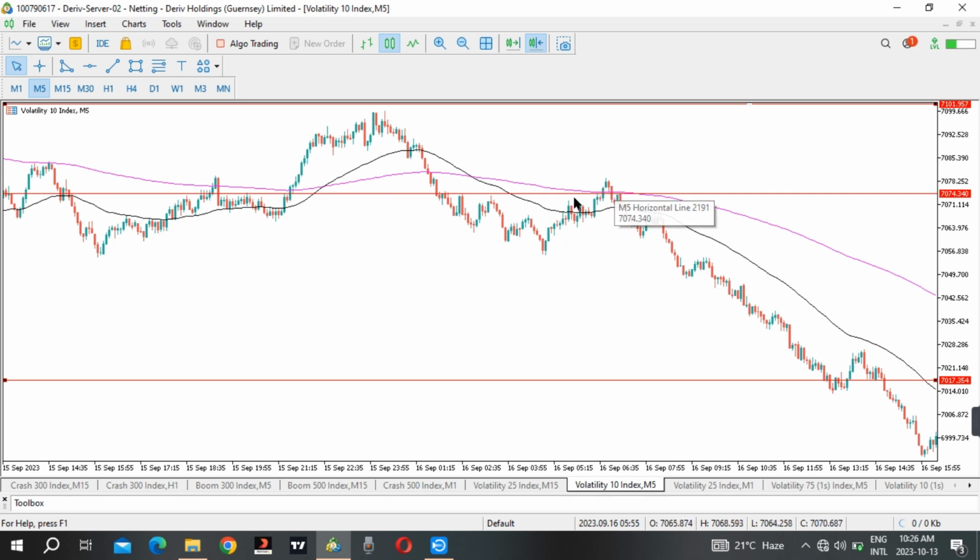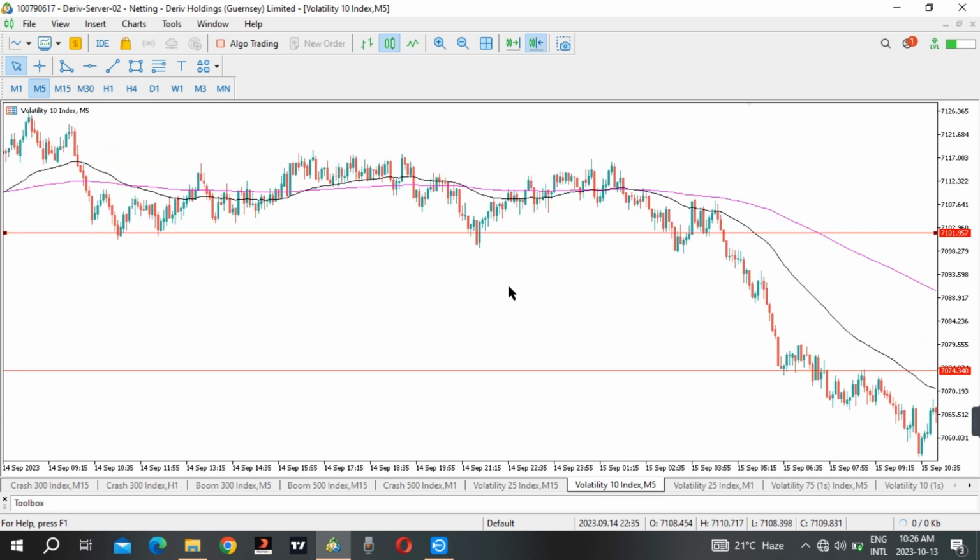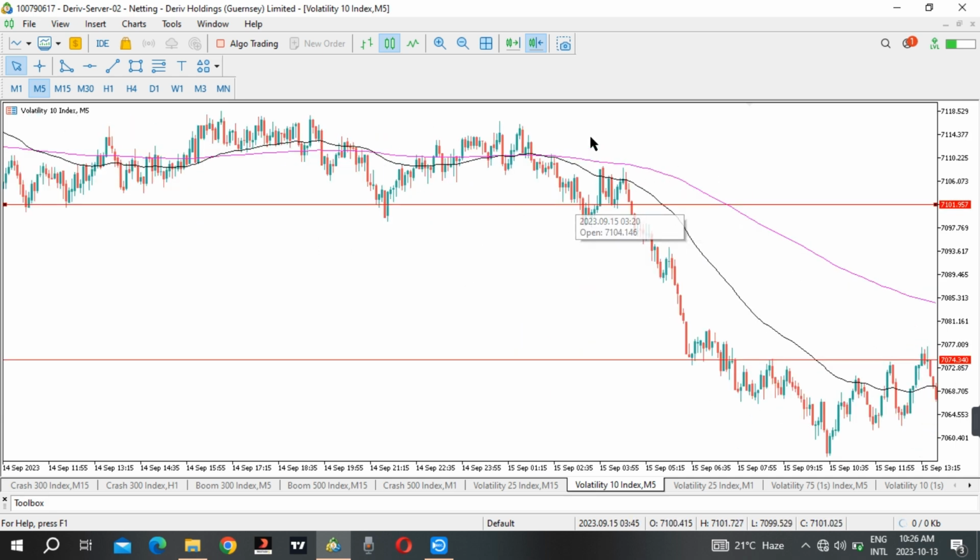I'm not using the 200 moving average for my entries today, but if you want me to talk more about the 200 moving average, then you can just comment in the comment section down below.